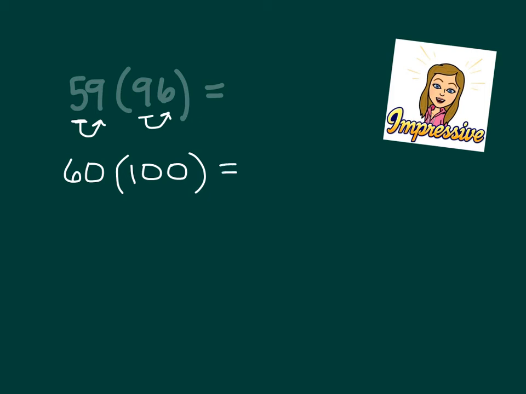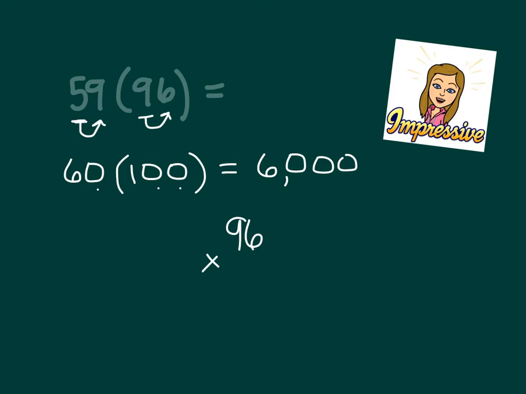Now, let's find that estimate. Front numbers, 6 times 1 is 6. This one's got a lot of fun magic zeros. 1, 2, 3. So I need 1, 2, 3 in my answer. So my exact answer should be somewhere pretty close to 6,000. Let's try it out.